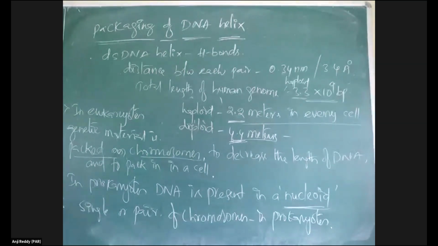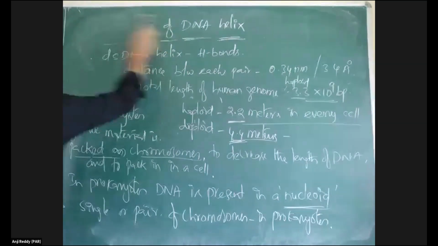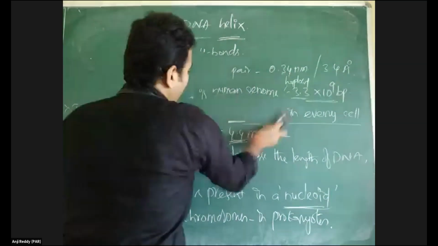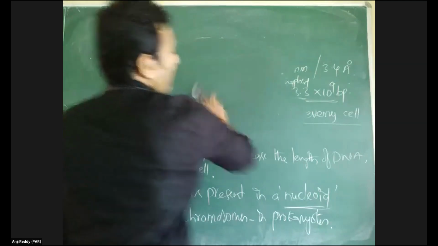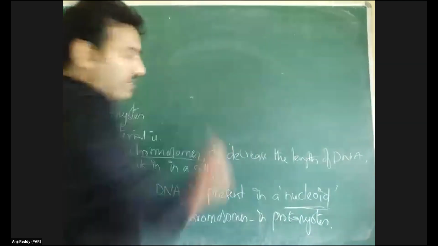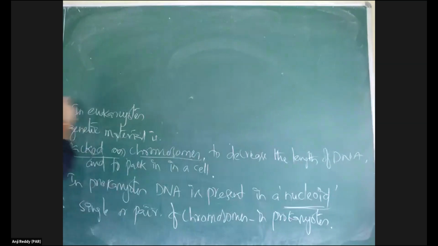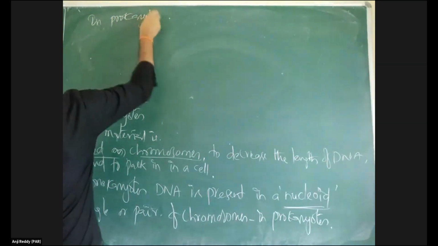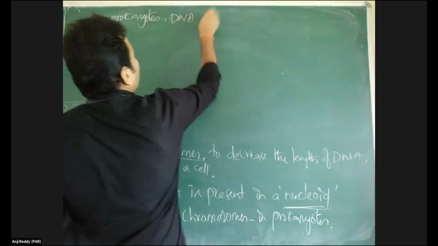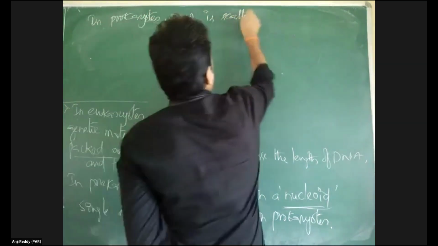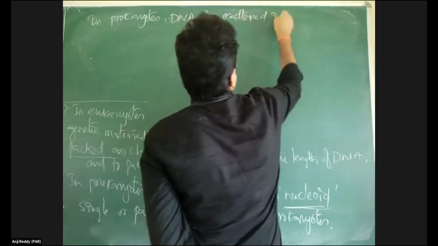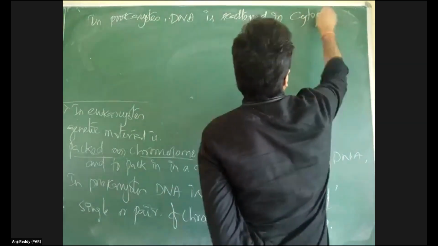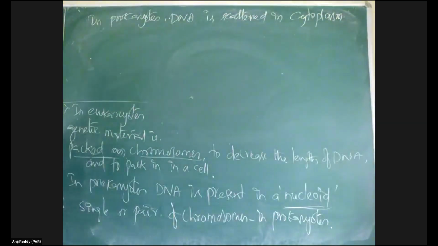Normally, the DNA is scattered inside the nucleoid in prokaryotic cells. First, I will discuss this, then we go for the chromosome structure. So in prokaryotes, DNA is scattered in the cytoplasm. Here the cytoplasm and nucleoid are both combined.